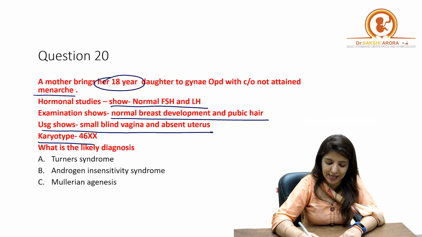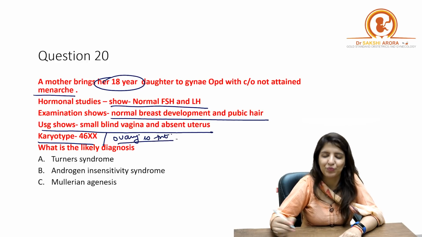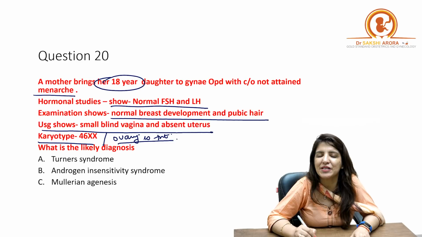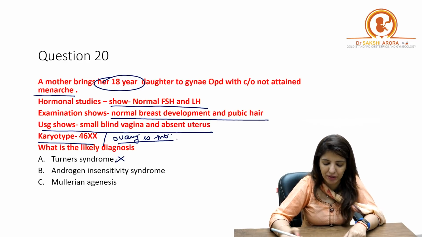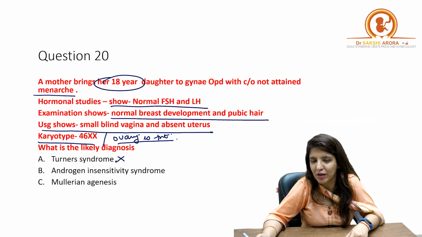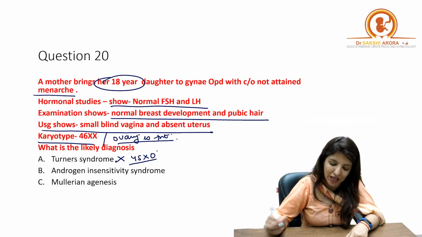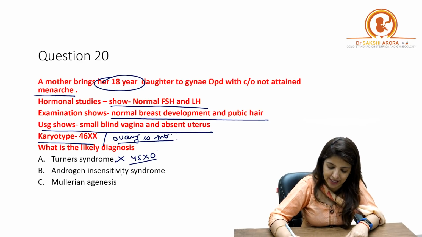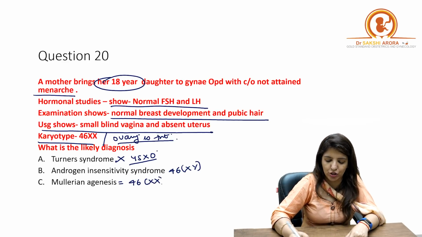So some students were saying that the karyotype was given, and some students were saying that ovary is present was given. Right? Now, if karyotype is given or ovary is present is given, the question becomes really very easy. If they say karyotype is 46XX, it cannot be a case of Turner's syndrome, because in Turner's syndrome, chromosome number is 45XO. It cannot be a case of androgen insensitivity syndrome because the karyotype is 46XY. And in Mullerian agenesis, chromosome number is 46XX.